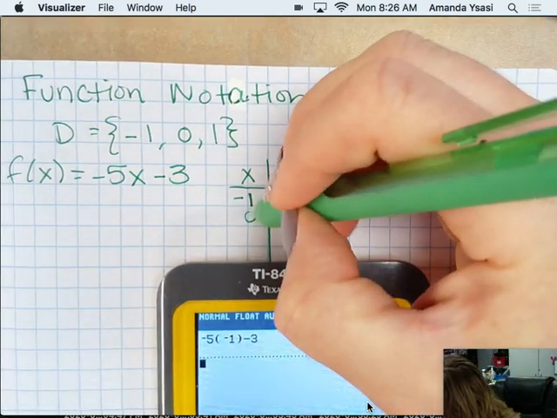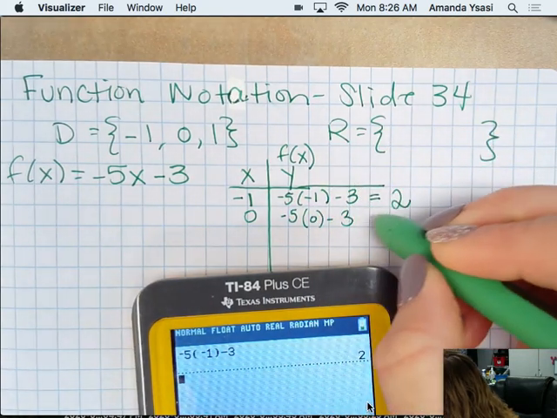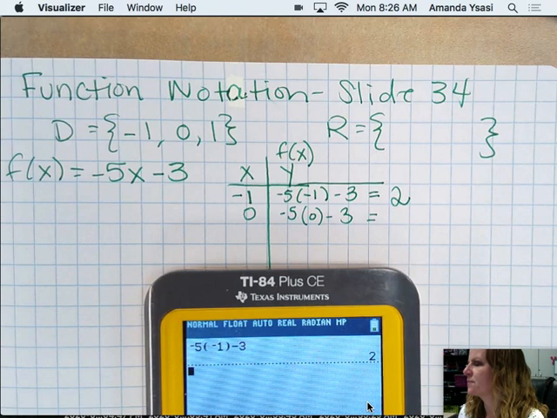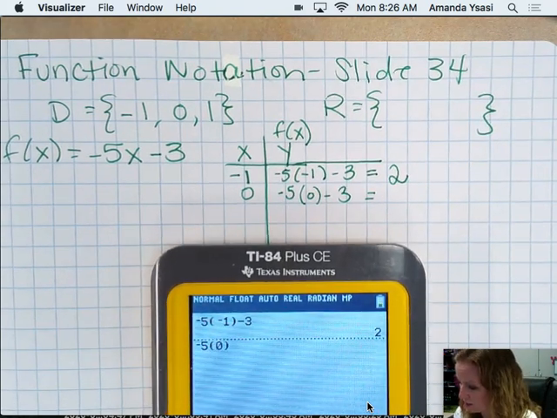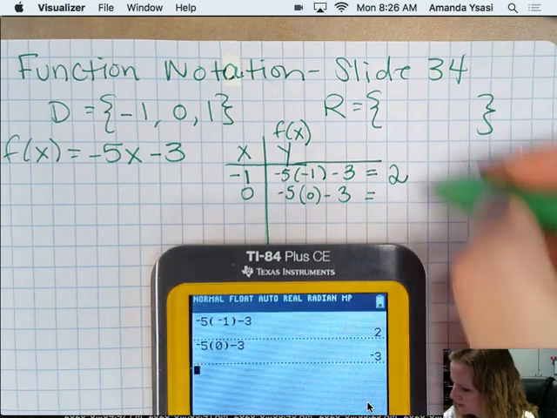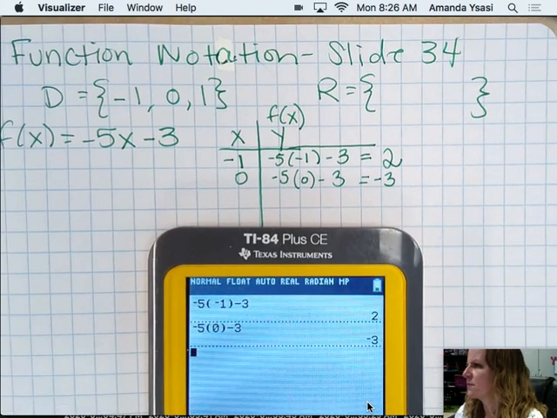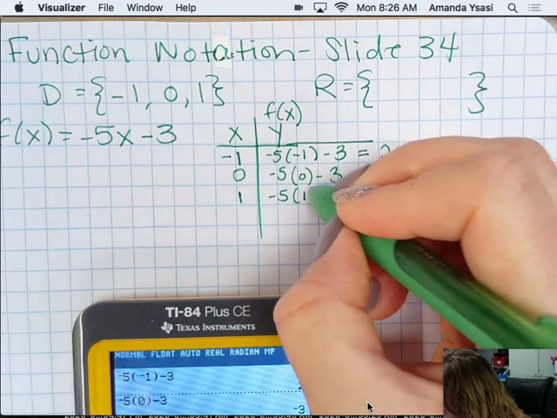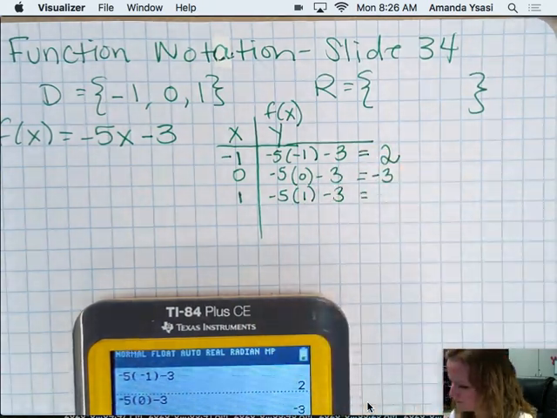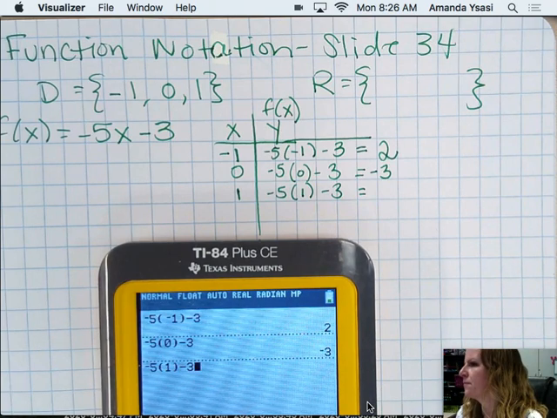The next one is 0. So we're going to do -5 times 0 minus 3. Negative 5 times 0, well, that's 0. And then minus 3 would be minus 3. And then 1: negative 5 times positive 1 minus 3. Negative 5 and negative 3 make negative 8. Yep.